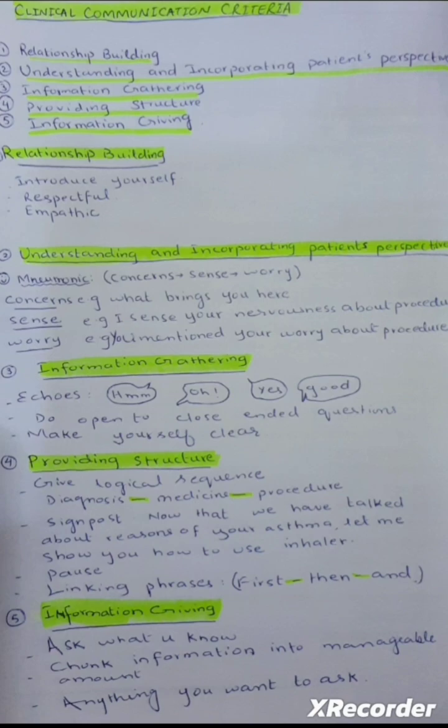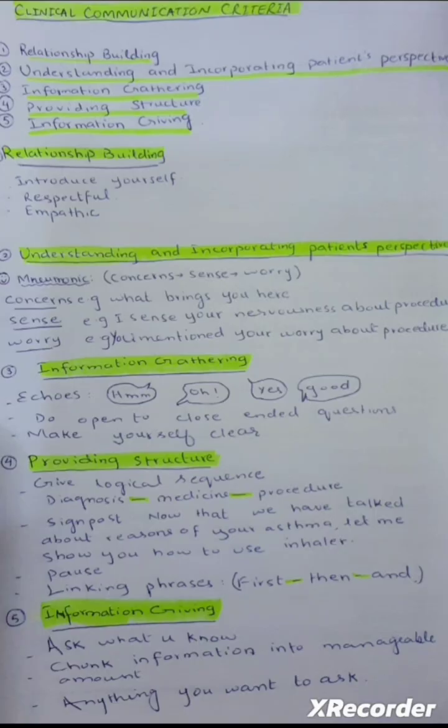Coming to understanding and incorporating the patient's perspective, you may remember this by the mnemonic concern, sense, the worry. How the concern, sense, the worry is first, you may attract their concerns. For example, what brings you here today? You may ask, and then you must sense something that you might be sensing, the nervousness or sadness in your patient. You may say, I sense your nervousness about the procedure. Or if you are discussing something, you can also judge the worry. For example, you may say that you just mentioned your worry about the procedure you are discussing so far.